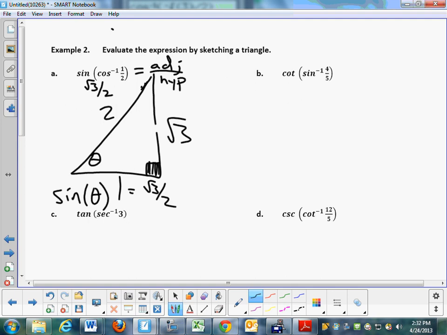Sine inverse, 4 over 5. In terms of opposite, adjacent, hypotenuse, what is sine? Opposite over hypotenuse. Very good. So, I draw my triangle. I've got theta. 90 degrees. Opposite is 4. Hypotenuse is 5. What's the adjacent side?